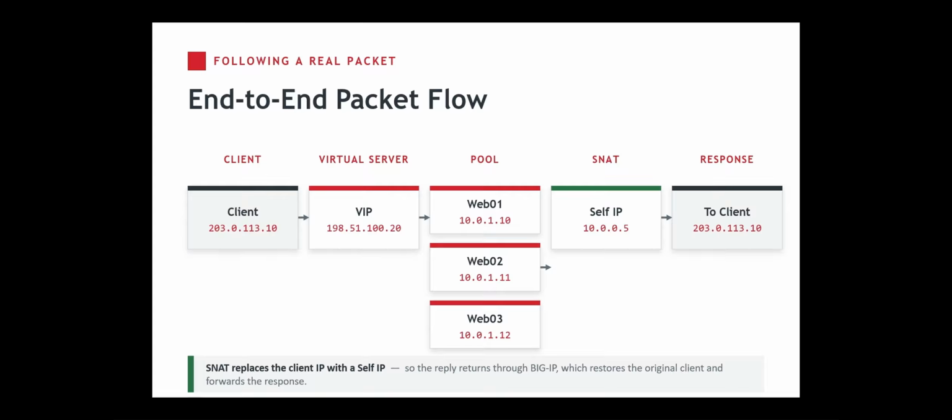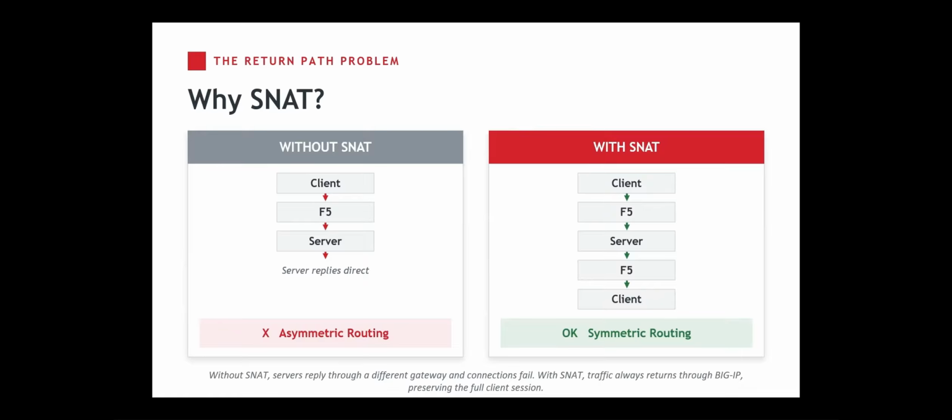SNAT is one of the most commonly misunderstood concepts in F5 deployments. Without SNAT, backend servers may send responses directly to the client through a different gateway, creating asymmetric routing and causing connection failures. With SNAT enabled, servers always return traffic to the F5 first, allowing it to maintain the full client session and forward responses correctly. In many enterprise deployments, SNAT is a critical configuration for reliable application delivery.